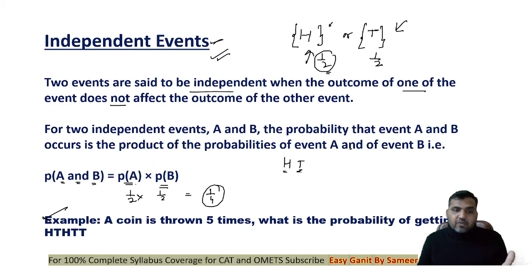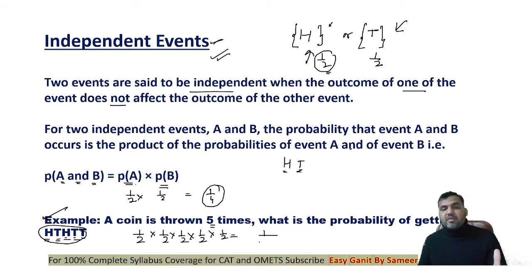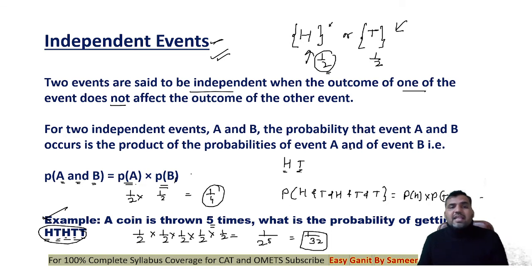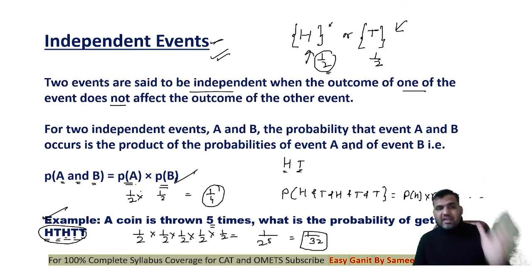There's one more example I have written over here. A coin is thrown 5 times. What's the probability of getting HTHTT? That means on the first coin, I need head. Probability is 1 by 2. On the second coin, I need tail. The probability is 1 by 2. Again, head on the third coin is again 1 by 2. Tail on the fourth coin is again 1 by 2. Tail on the fifth coin is again 1 by 2. So my probability of getting this particular event will be 1 upon 2 power 5. That is 1 upon 32, everybody. Is it clear? That means the probability of getting head and tail and head and tail is actually the probability of getting head multiplied by the probability of getting tail and so on. That is, in the case of independent events, the probability of happening of events A and B will be P(A) into P(B) straight away.